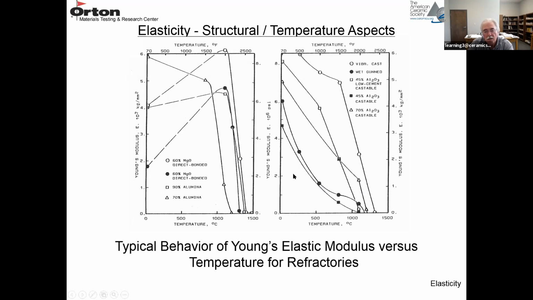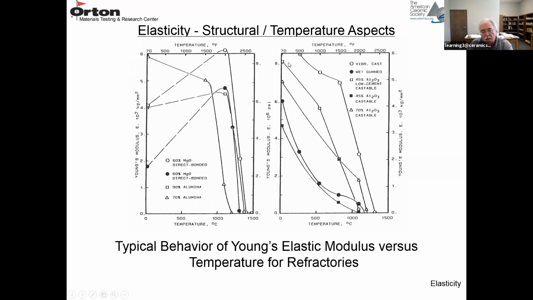The curve on the right is Young's modulus versus temperature for different kinds of monolithic materials. The open circle is a vibration cast material. The solid circle is a gun material. The open square is a low cement castable at 45% alumina. The solid square is a 45% alumina castable. Probably a conventional castable with a high cement content. And the triangle is a 70% alumina castable with a high cement content, probably. All of these are decreasing as you increase the temperature.